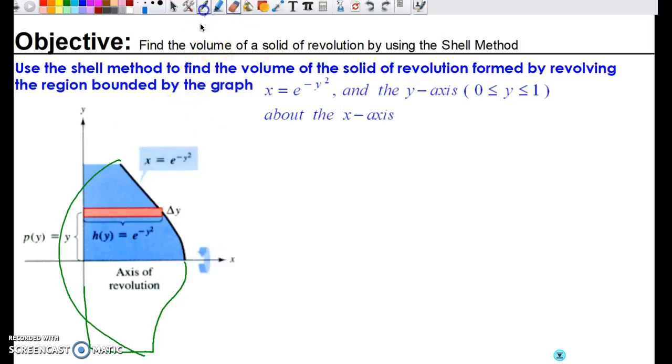But let's go ahead and use our shell method to integrate this. So first you have to identify the radius. How far am I away from the axis of rotation? Well, the axis of rotation is x.